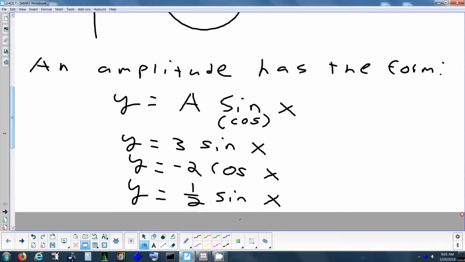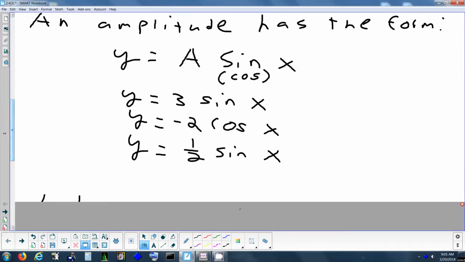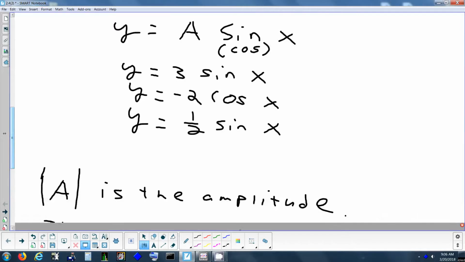So there's really 3 things that can happen with an amplitude change. You can stretch it taller. You can compress it, make it shorter. And then the negative will cause the graph to flip. We'll do an example with the negative. Now if I give you any one of these equations, something I will ask you to do on the test is to tell me the amplitude. You don't have to graph it, you just have to tell me the amplitude.